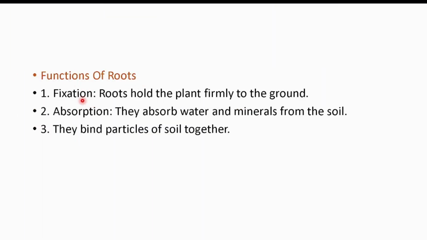Functions of roots. Fixation. Roots hold the plant firmly to the ground. Absorption. They absorb water and minerals from the soil. Third, they bind particles of soil together.